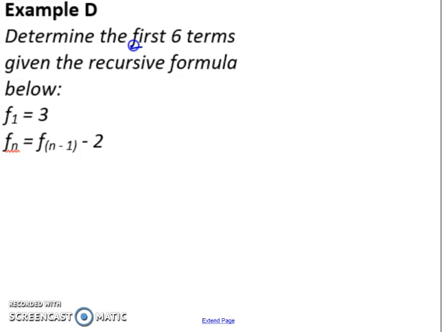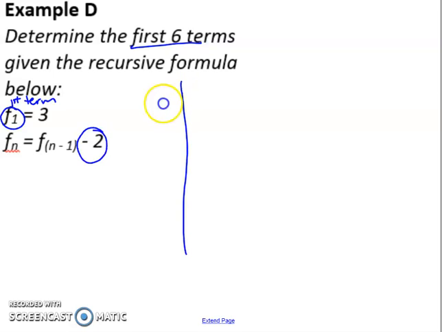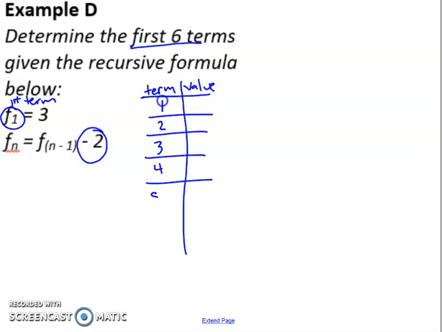Okay, find the first 6 terms. Okay, so it wants 6 of the terms. So I start here. First term is 3, and my pattern is subtract 2. I'm going to create my table again. Term, value. I'm going to list all that I need. So I'm going 6. So 1, 2, 3, 4, 5, 6. I start with 3. I subtract 2.